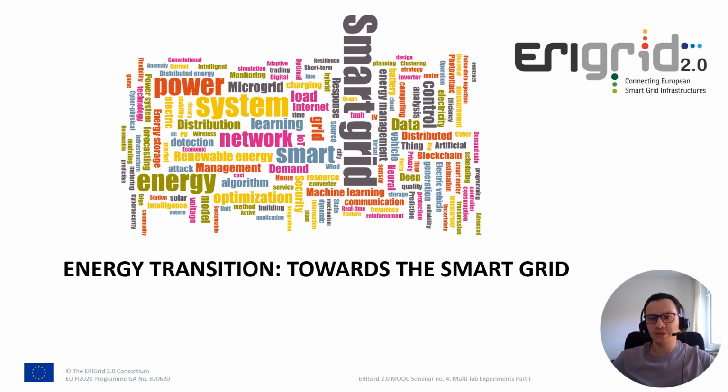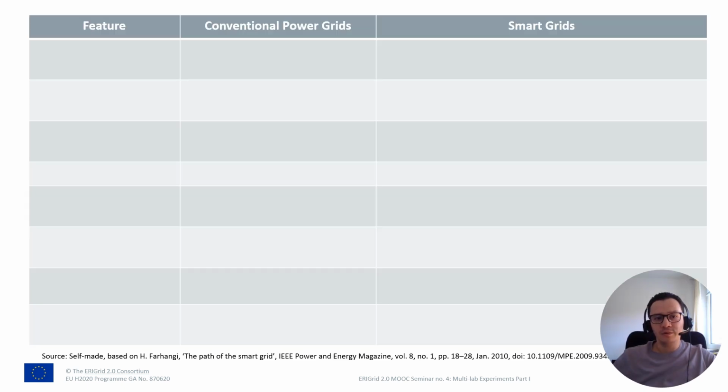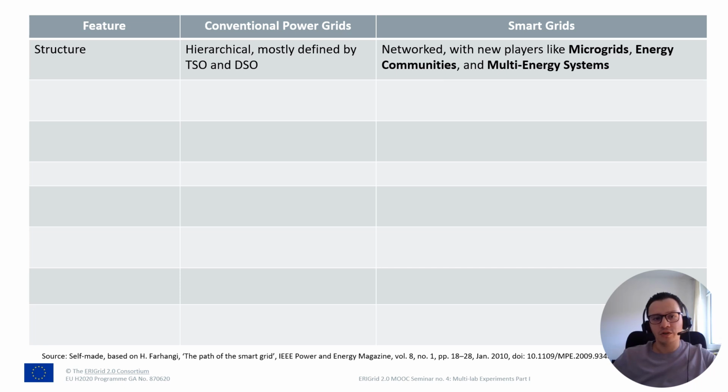We are interested in transitioning to a smarter power grid, including cleaner energies, a high level of automation and communications, and distributed generation. In this table, we are going to show the main features of smart grids compared to conventional power grids. Regarding their structure, we have in conventional power grids a hierarchical structure mostly defined by TSOs and DSOs, while in smart grids, the structure is networked with new players like microgrids, energy communities, and multi-energy systems.